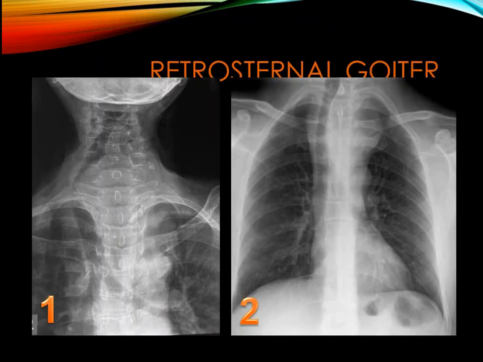Chest X-ray 1 and 2 both showing widening of superior mediastinum by an opacity that is deviating the trachea to the right, and the opacity is extending to the base of the neck. Again, these are examples of retrosternal goiter.